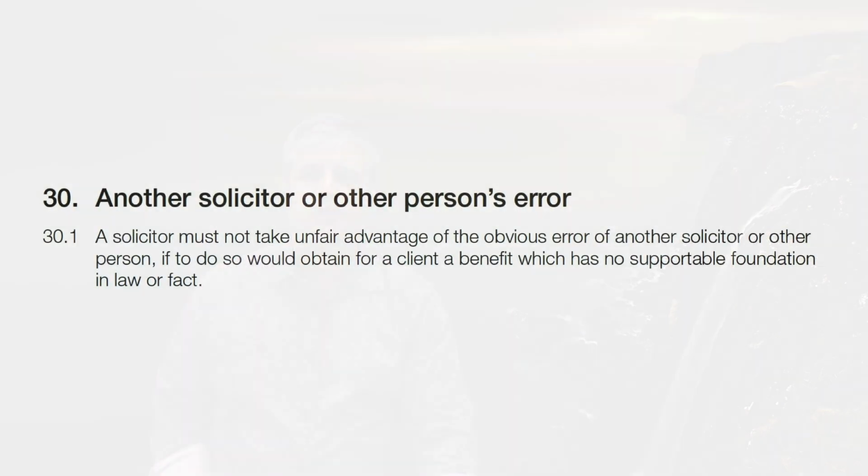We've already spoken about the duty to be courteous to one another. In this video, we're going to get a little more specific and discuss the duty not to take advantage of our opponent's mistakes. Rule 30.1 in the Australian Solicitors Conduct Rules says a solicitor must not take unfair advantage of the obvious error of another solicitor or other person if to do so would obtain for a client a benefit which has no supportable foundation in law or fact.